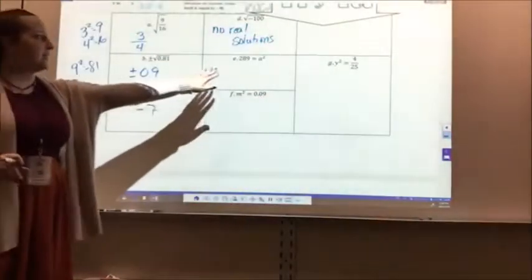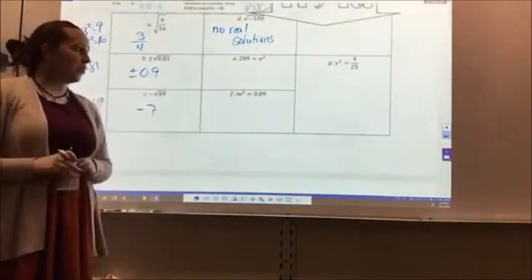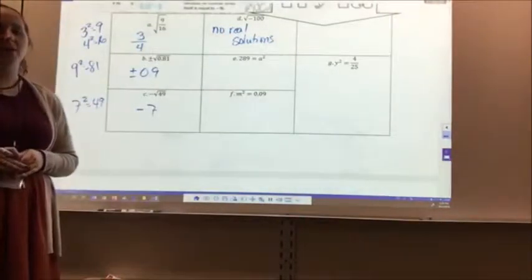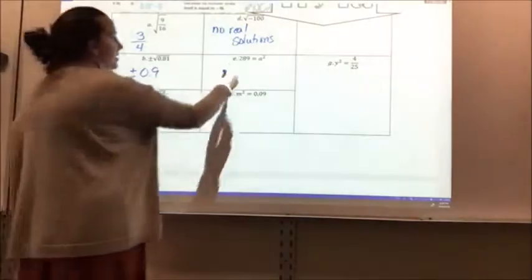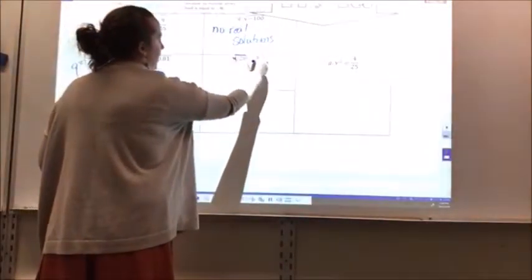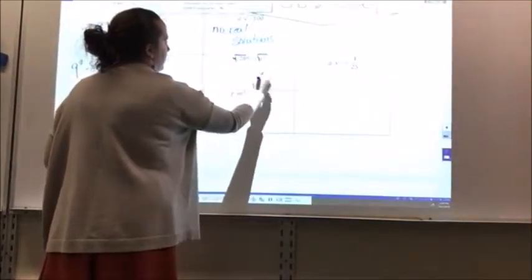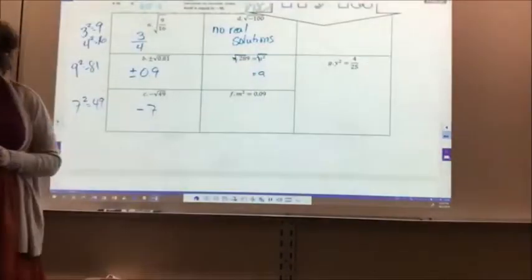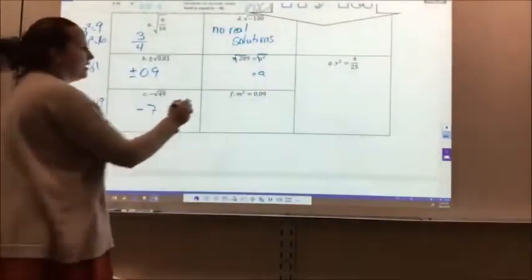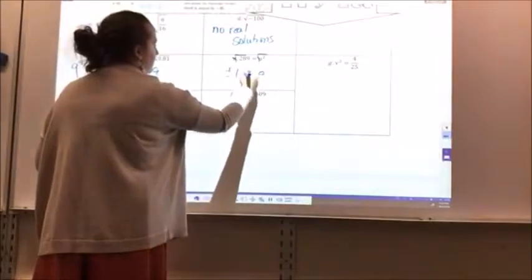For letter E, it says 289 equals a squared, so I want to go ahead and take the square root of both sides. I'm going to take the square root of 289 and the square root of a squared. The square root of 289 is 17, so this will be plus or minus 17.